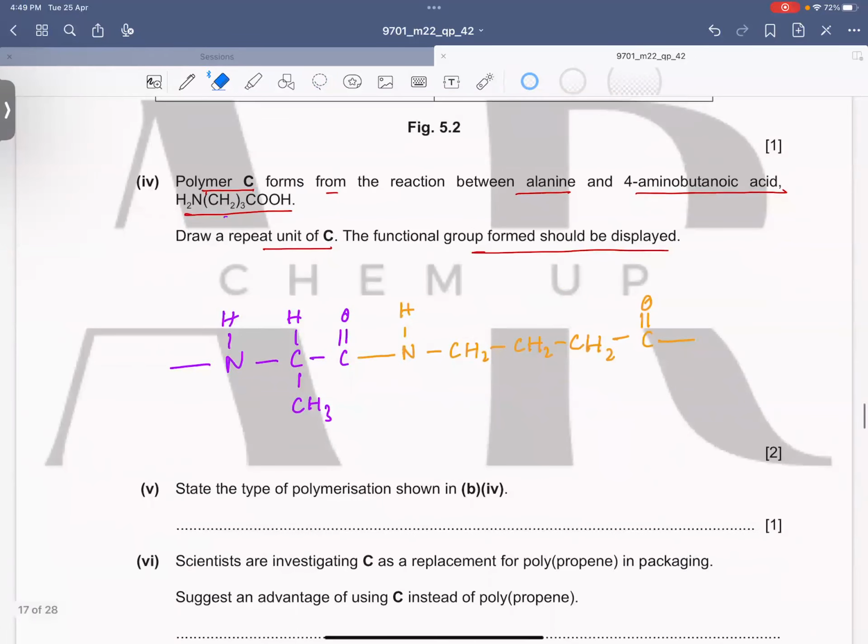Okay, now what are they asking? State the type of polymerization shown in B4. So, water molecules are being released, so it is condensation polymerization.